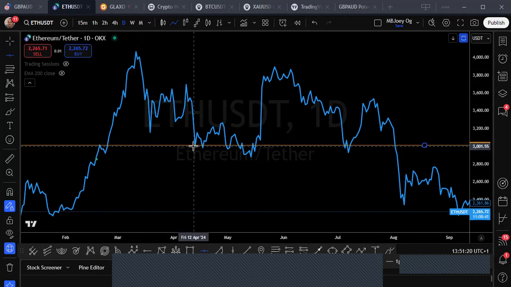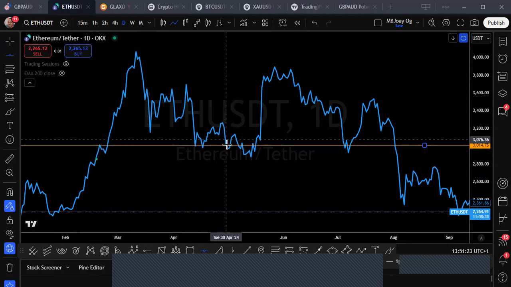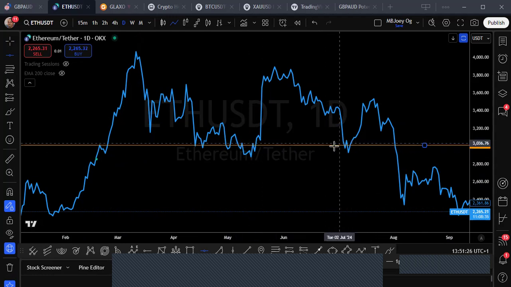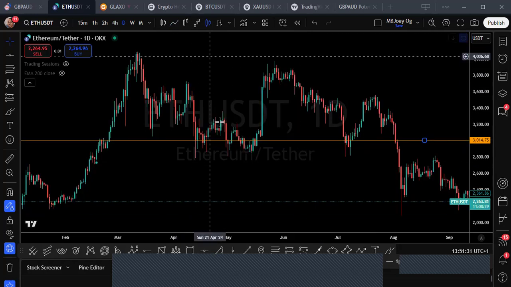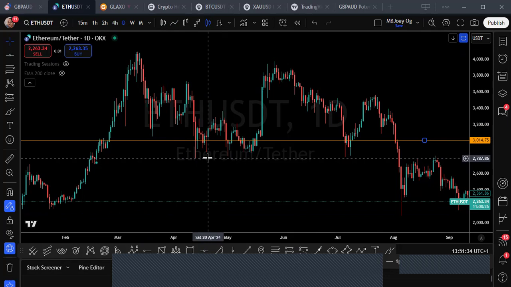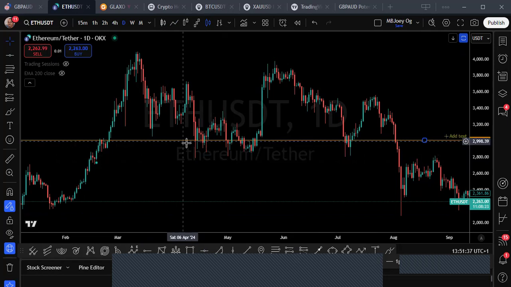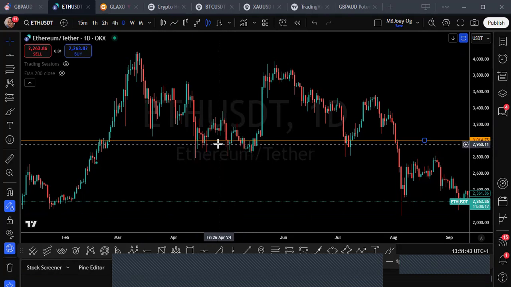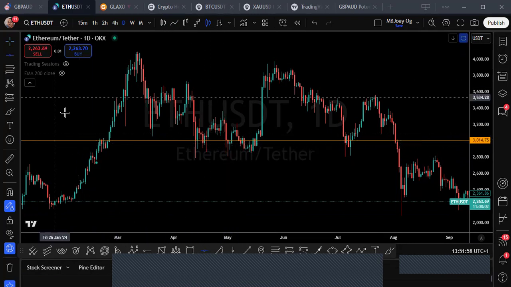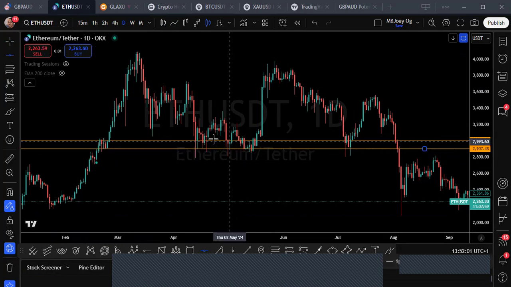Same area. 1, 2, 3, 4, 5, 6, 7. Same area, right? If we change this to candle, you see the same thing. The slight difference is we'll now be looking at the most common area. And let me use this opportunity to say this. When it comes to support or resistance, it is not a line, it is an area.